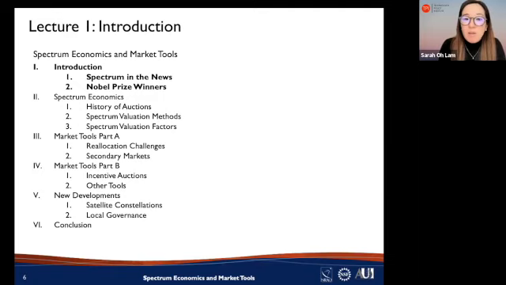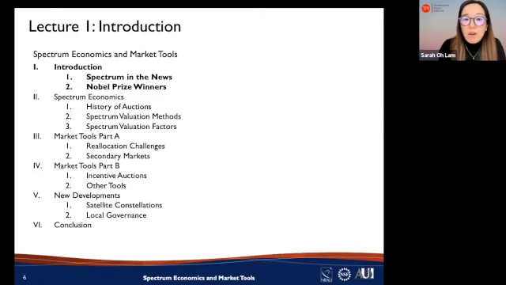And then I'll also talk about other tools like priority tiered sharing regimes, like in the Citizens Band Radio service, and priority access licenses using databases. So we'll talk about that.